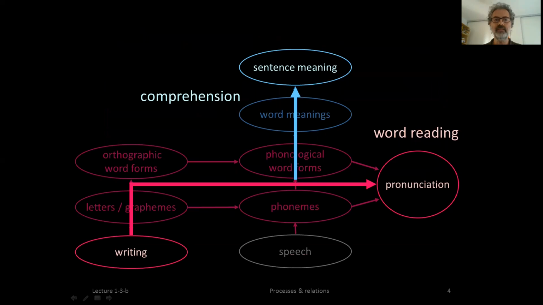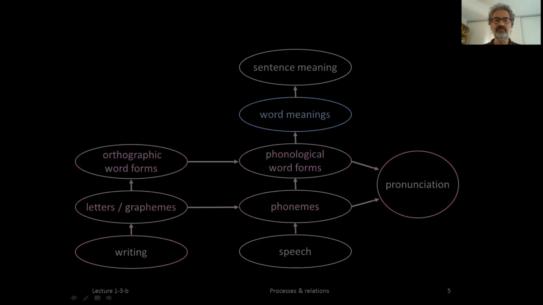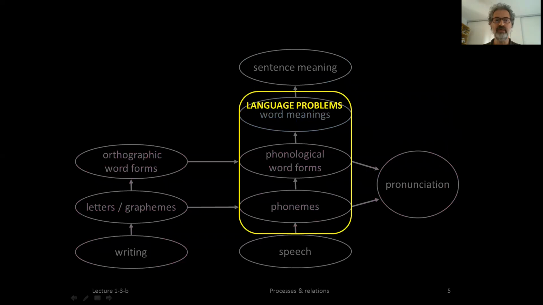So in relating those to our diagram of processes and representations, we can remember the two levels of processing that we've talked about. There is word level processing, which has to do with word reading. And then there is text level processing, which has to do with comprehension. And in this regard, we should also remember that there are different kinds of difficulties associated with different regions in this diagram. So any problems here would be language problems.